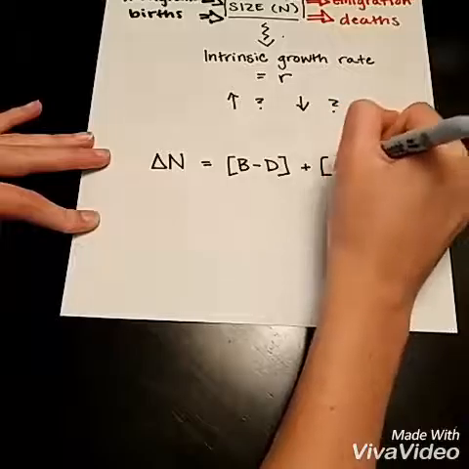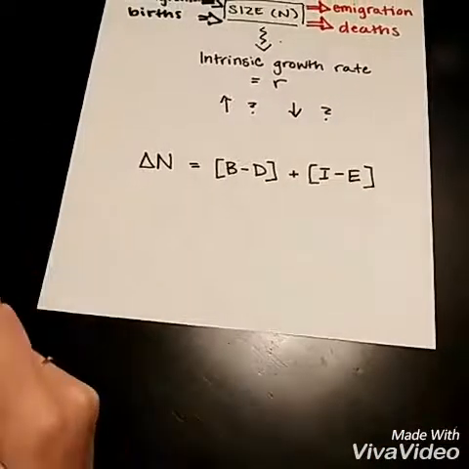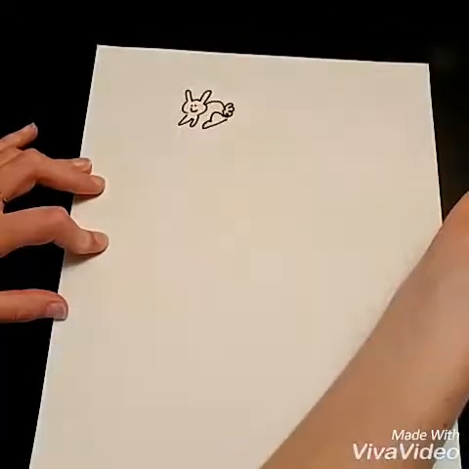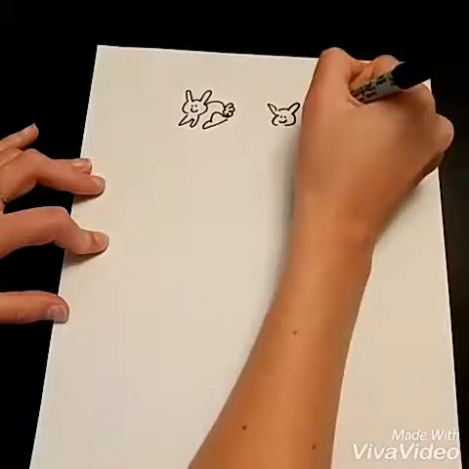Next, we have the equation to find intrinsic growth rate. So we have a change in N, represented by births minus deaths, and immigration minus emigration. We're going to show this with a population of rabbits.